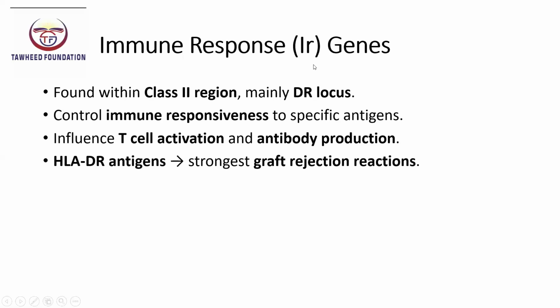Next is immune response, IR genes. It is located mainly in the HLA-DR locus of class 2. IR genes control immune responsiveness to specific antigens. They influence T cell activation and antibody production. Certain HLA-DR antigens such as DR1 and DR3 are associated with strong graft rejection reaction and autoimmune predispositions. Understanding these genes is crucial for transplant compatibility and disease association studies.